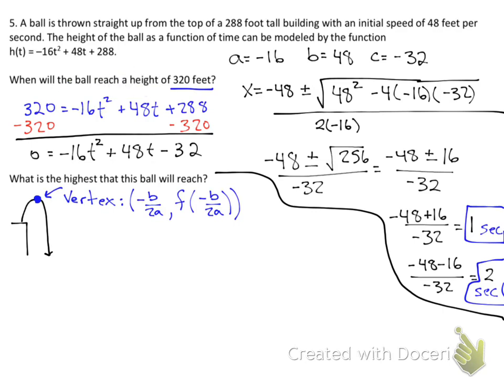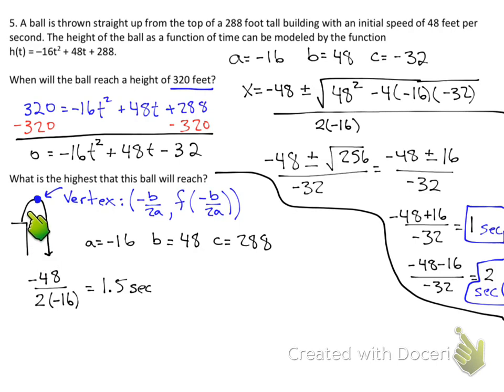Figure out what a, b, and c are based off of that, and then plug it in. So a is going to be negative 16, b is 48, and c is 288. So we have to do negative b over 2a. So it's going to be negative 48 divided by 2 times negative 16. And that's going to be 1.5 seconds. So the ball is going to reach the highest point at 1.5 seconds.